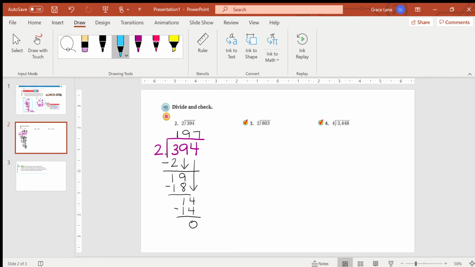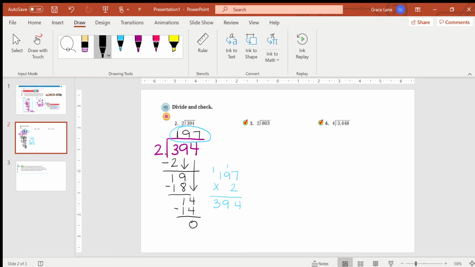Let's, off to the side now, double check by multiplying 197 times 2, see if I'm right. 7 times 2 is 14. Carry the 1. 9 times 2 is 18, plus the 1 more would be 19. Carry the 1 again. 1 times 2 is 2, plus 1 more is 3. I got 394, which was the original number that we divided. So I know that 197 must be correct.